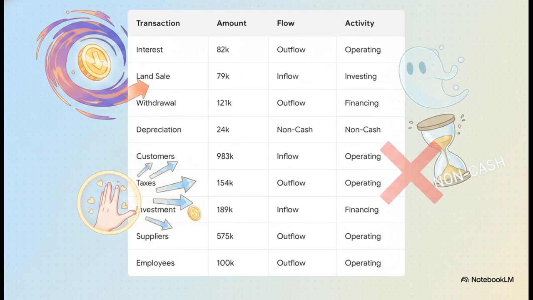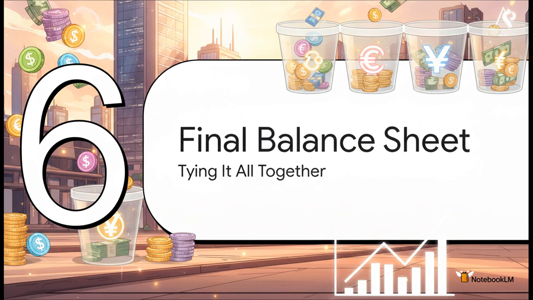But check out the trickiest one on the board, a depreciation expense of $24,000. Notice how it's marked as non-cash? Why? Well, because depreciation is just an accounting ghost. It lowers the value of an asset on paper over time, but since no real cash actually changed hands, it completely bypasses our three buckets and is totally ignored on the statement of cash flows. Gone.